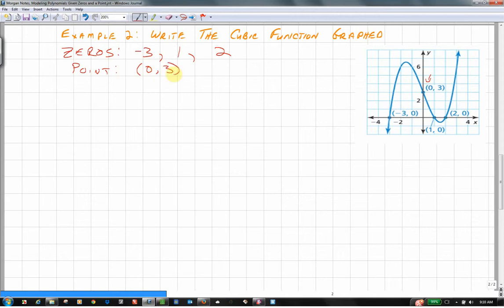So now we're ready to write the curve. y is equal to a times each one of those zeros subtracted. So that would be x plus 3, x minus 1, and x minus 2. Now that I've got my zeros written into the equation, I'm going to plug in the point that it passes through for x and y, because I know the curve has to pass through that point. The equation has to be true with the value of that point in the equation. So I'm going to put 3 for y and 0 for x.